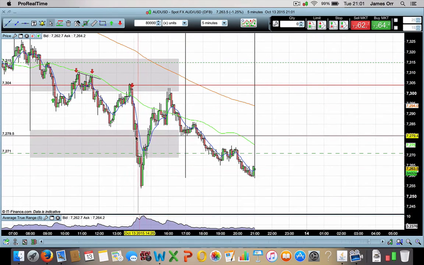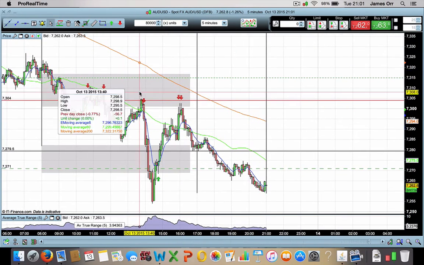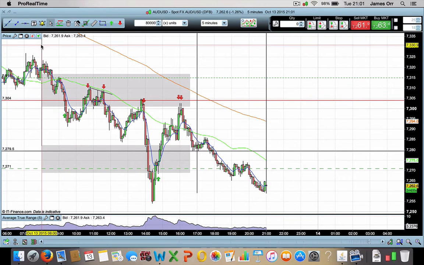It comes down into the next zone, hovers around here. You've got a pin bar right here that you could have taken as your buy opportunity. The market then pushes higher, right up into the next zone, surprise, surprise, with 2 sell signals. So trading this market, I should point out today, I did not trade the Australian dollar, US dollar today.